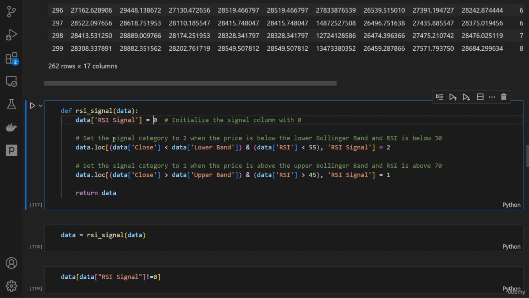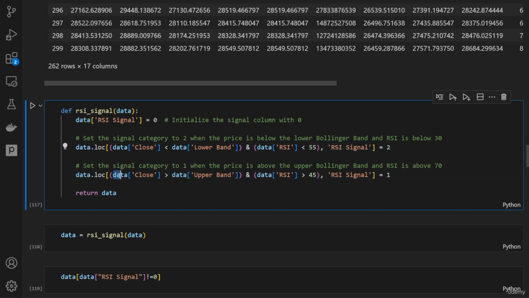The conditions are the following. We're going to locate places where we have the closing price below the lower Bollinger Band. So any candle that closes below the lower Bollinger Band, and at the same time we have an RSI value at that particular point that is lower than 55, we consider that this is enough to forecast a short-term uptrend. So the RSI signal in this case is going to be equal to 2.